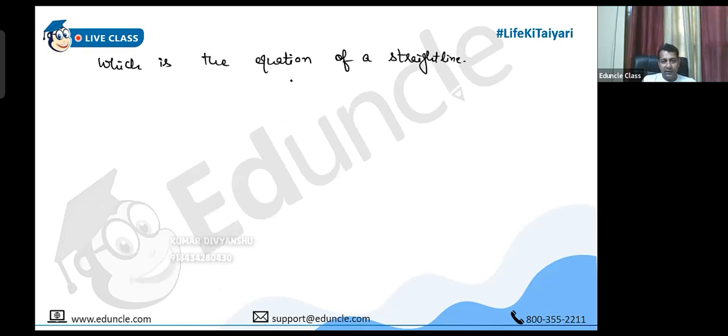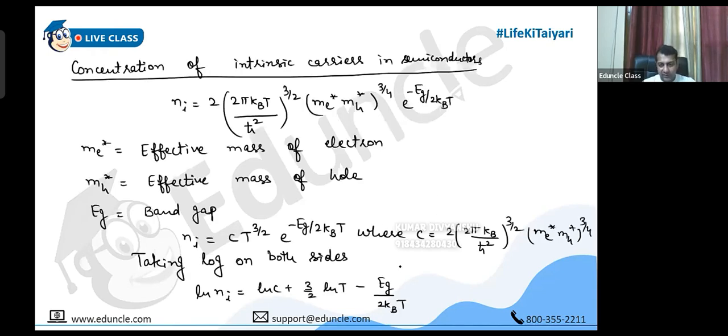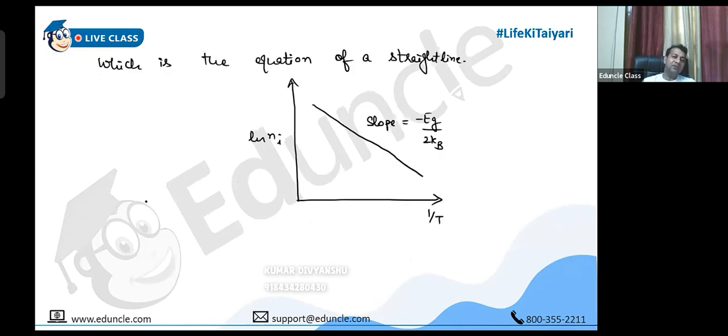So let me plot this line now. This is 1 by T and this is log Ni. The line will be of this kind, and clearly the slope of the line is negative. That's why this line is coming down. See, the slope is this quantity, y is equal to mx plus c. Slope is negative, and from this slope we can get the information about the band gap, isn't it?